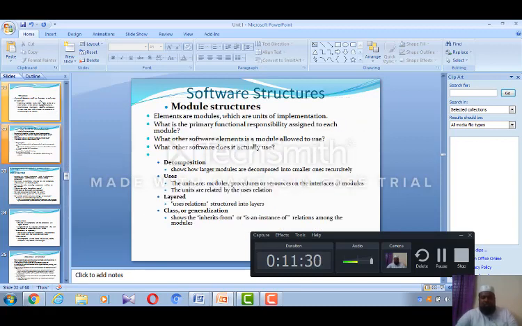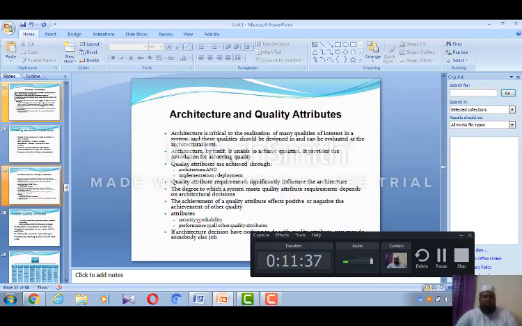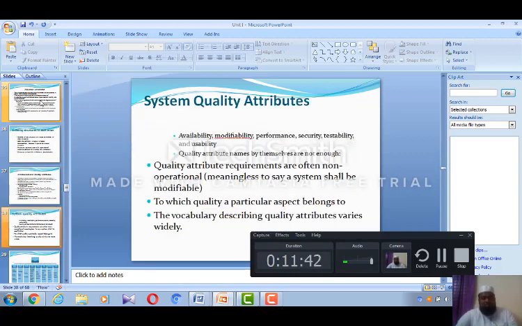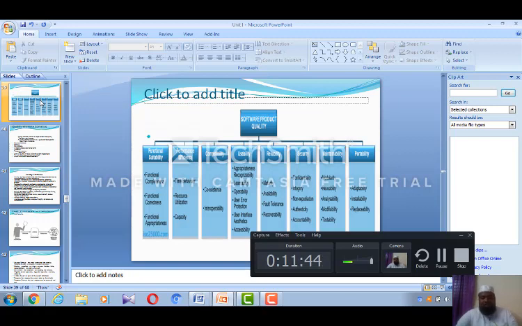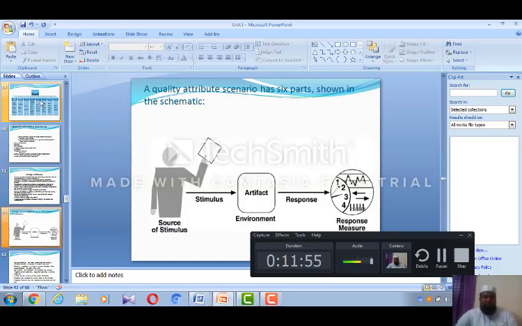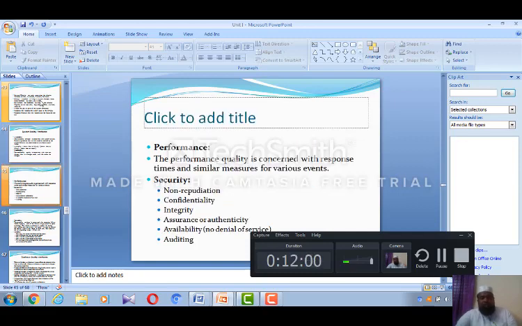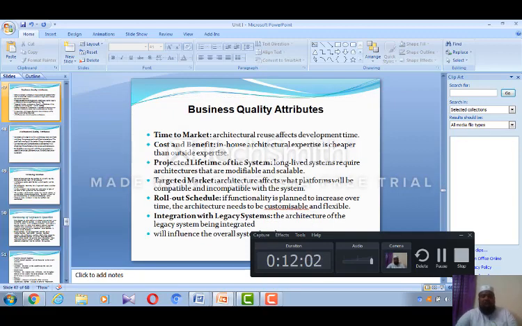And the structure views we have seen, and the software structures: module structure, C&C structures, and allocation structures, their relations, and the system quality attributes. I have discussed the whole set of software product quality attributes, from the FURPS quality factors, along with various attributes required for software development, and the quality attribute scenarios. The main system quality attributes are availability, modifiability, performance, security, testability, and usability.